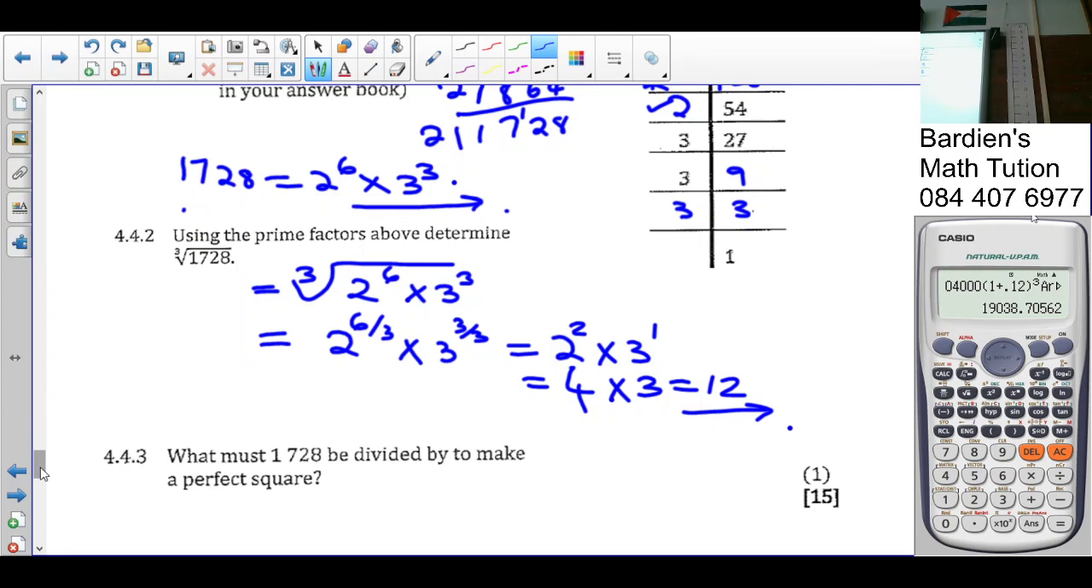You can check this on your calculator. Okay, you guys are not allowed to use a calculator in the exam. We're not allowed to use a calculator, but I can show you. That is 1728.